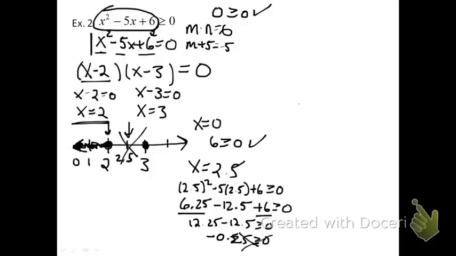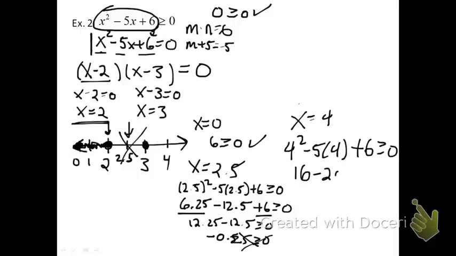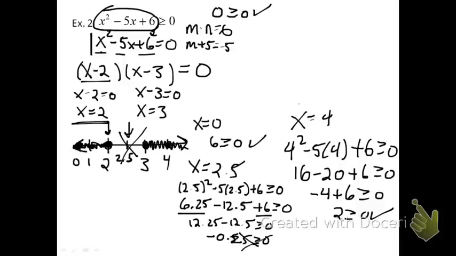Now we have to pick something greater than 3. Let's say 4. If I try x equals 4 into my original, it's going to be 4 squared minus 5 times 4, add 6, bigger than or equal to 0. That's going to be 16 minus 20 plus 6, bigger than or equal to 0. And that's going to be what? Negative 4 plus 6, bigger than or equal to 0, or 2 is bigger than or equal to 0, which I like. That is true. That means 4 is a solution, and therefore anything that is bigger than 3 is also a solution there.